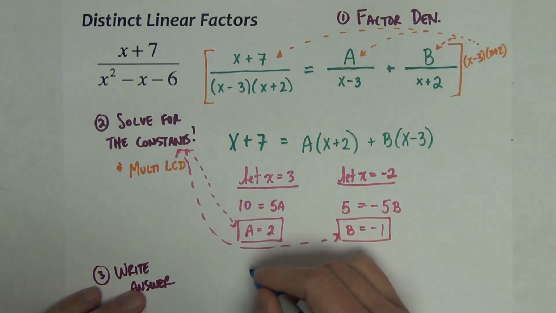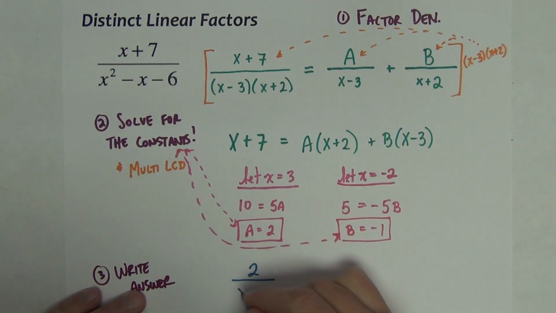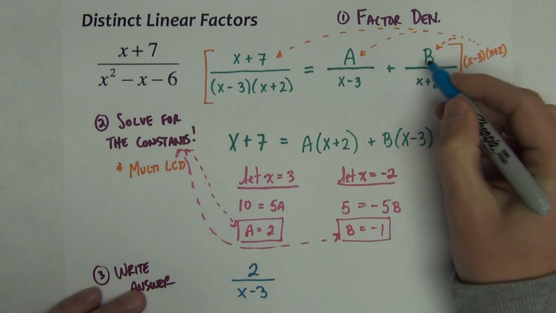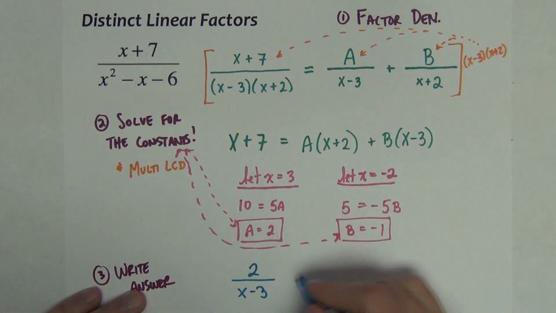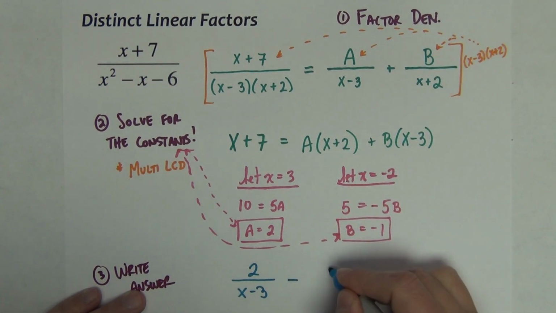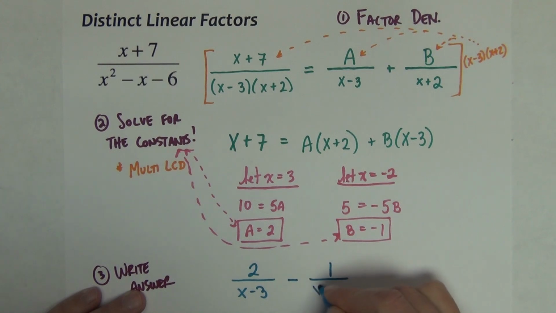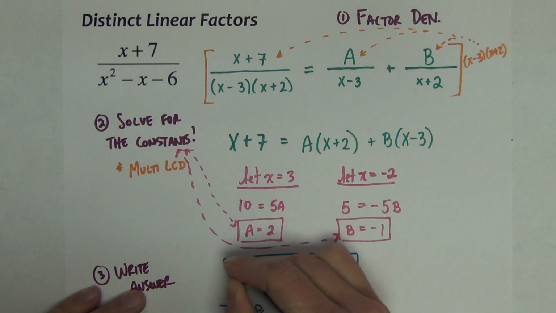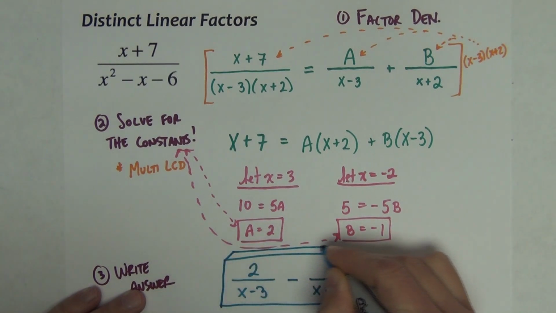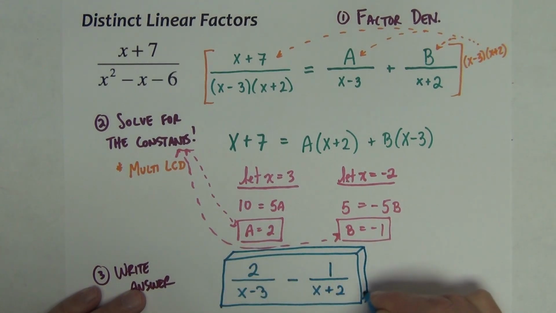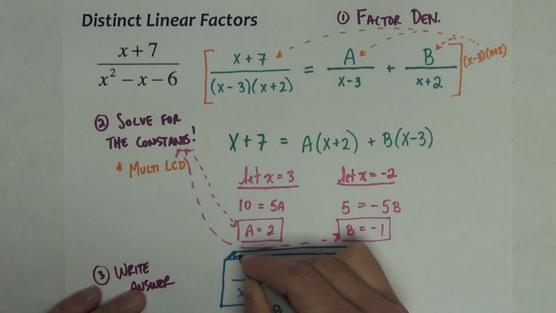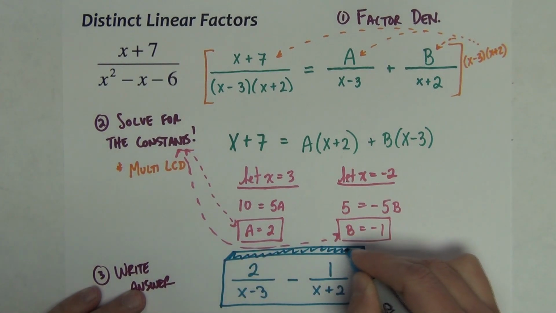instead of a over x minus 3, it is 2 over x minus 3. Instead of b over x plus 2, it is -1. So I'm going to put -1 over x plus 2. There's my partial fraction decomposition. And a nice little 3D box for you.